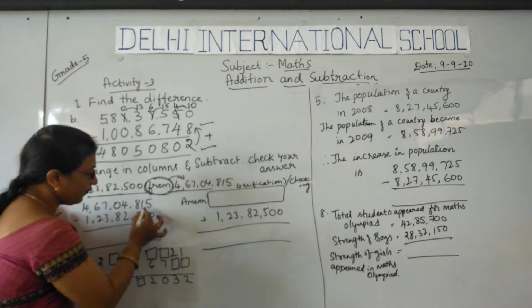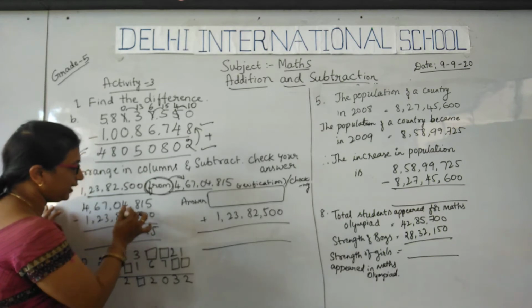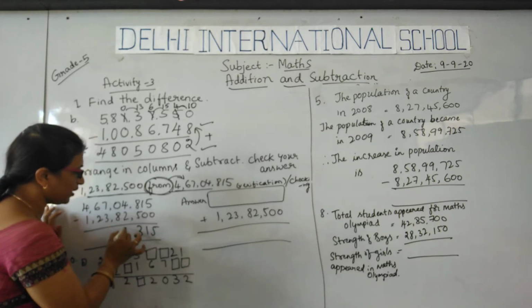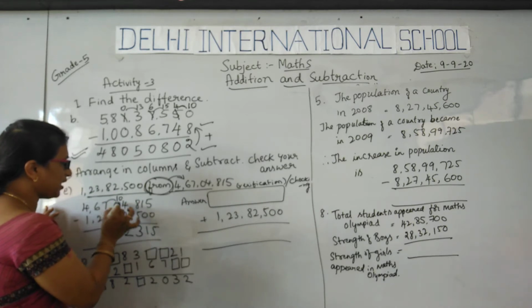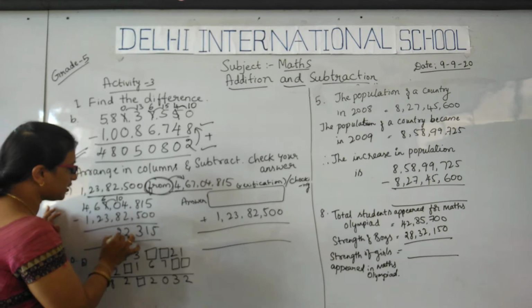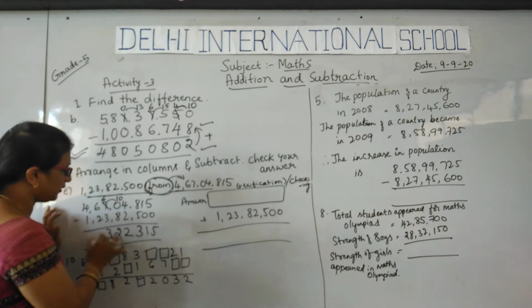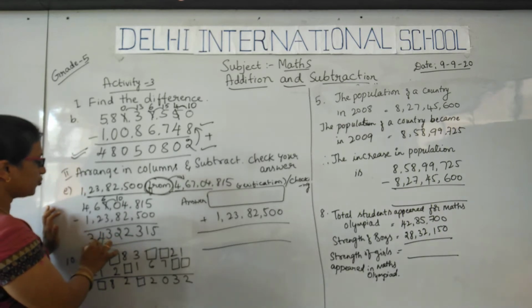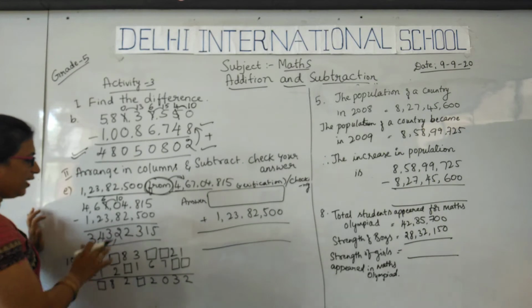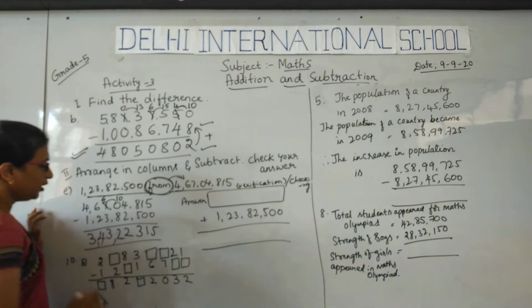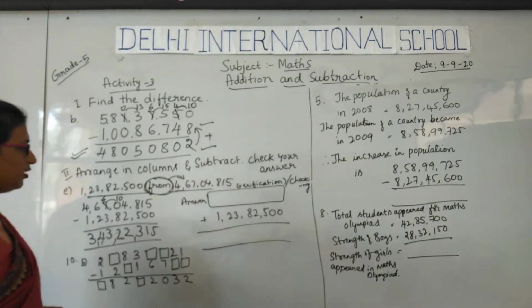So 5 minus 0 is 5. 1 minus 0 is 1. 8 minus 5 is 3. 4 minus 2 is 2. 0 minus 8 is not possible, so I will take 1 carry from here. 10 minus 8 is 2. 6 minus 3 is 3. 6 minus 2 is 4. 4 minus 1 is 3. So I got 3,43,22,315. This is the answer.